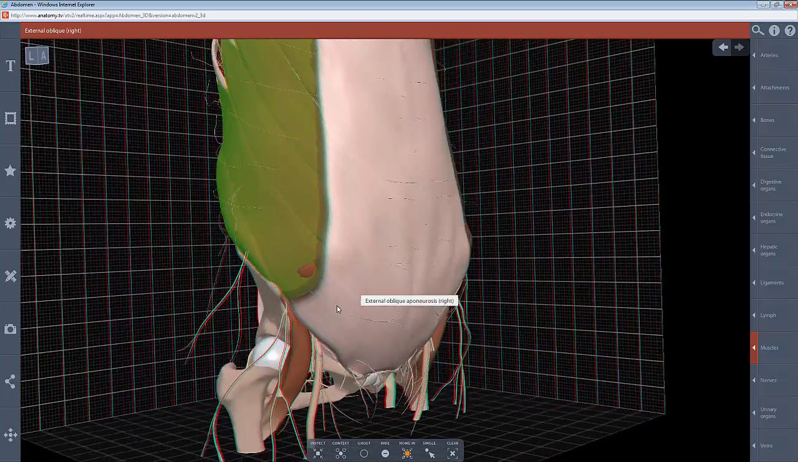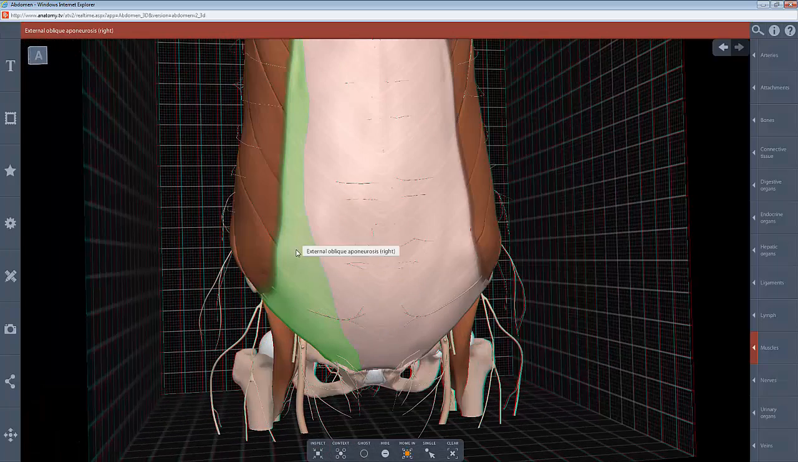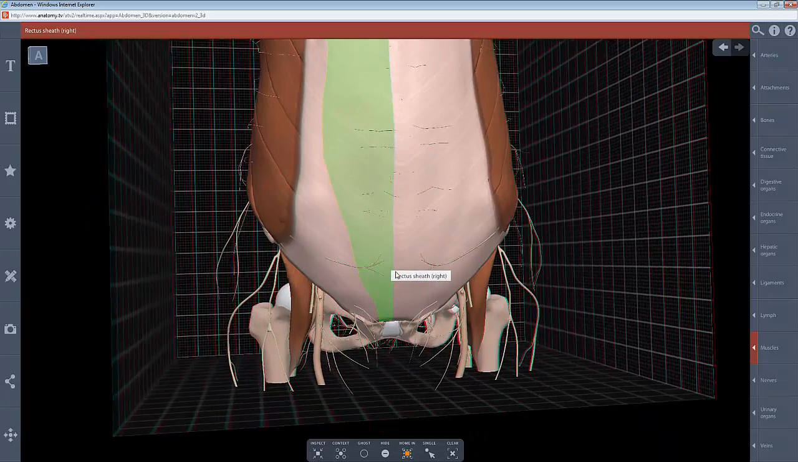This is the external oblique. External oblique goes over into the external oblique aponeuroses to contribute to the rectus sheath. Here is the anterior rectus sheath.